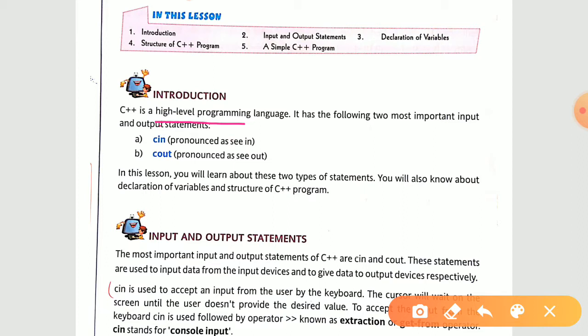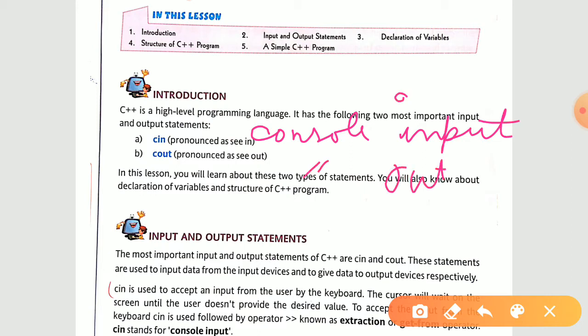It has the following two most important input and output functions, cin and cout. Now don't pronounce it as count. Okay, most of the students pronounce this one as count. This is your cin, this is your cout. Now let me tell you why we are taking this cin and cout. Cin stands for console input, okay, and cout stands for console output. Fine, that is a short form of your console input and console output.